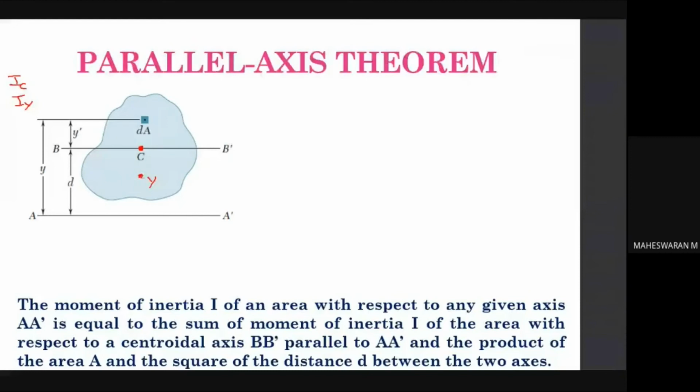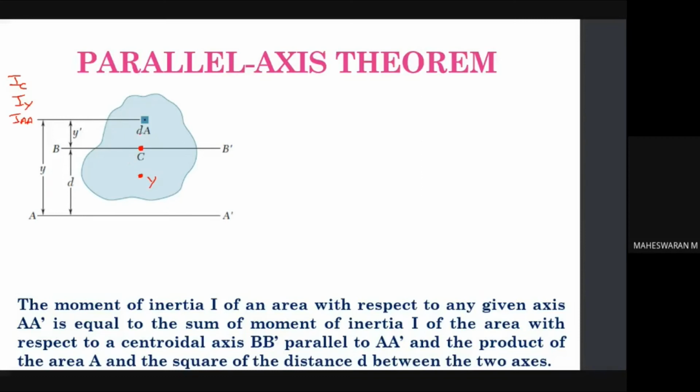So if I want the moment of inertia at any other location, for example AA dash, the moment of inertia is different. It depends on the location. Wherever I shift my point, my moment of inertia also changes, because the distance is changing. So, in order to identify the moment of inertia at different locations, we use the parallel axis theorem.